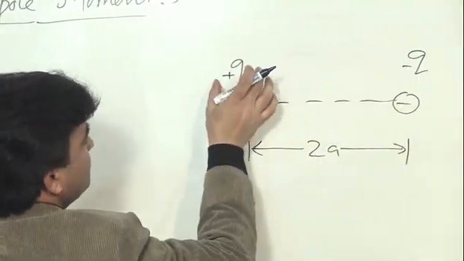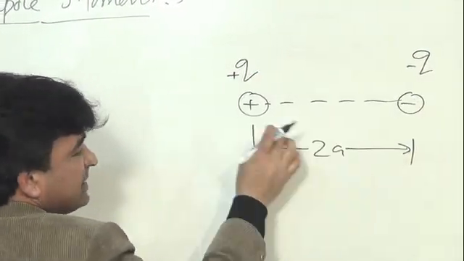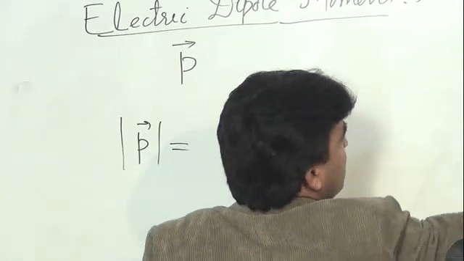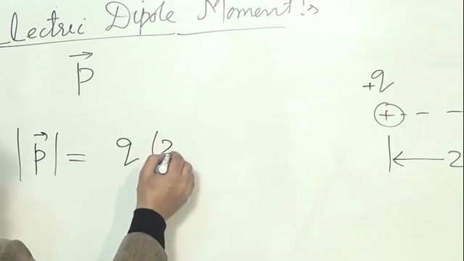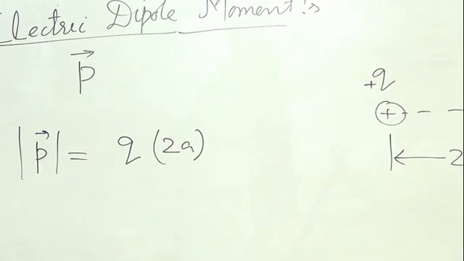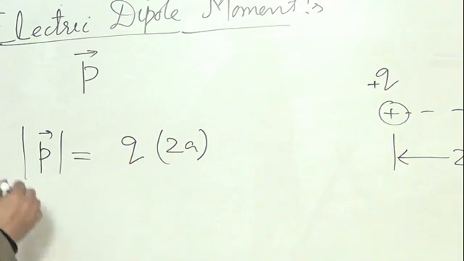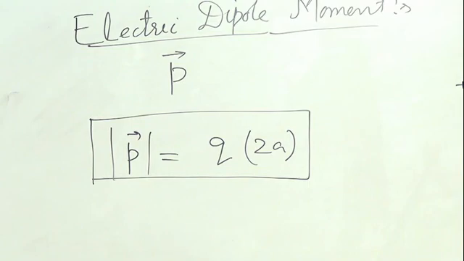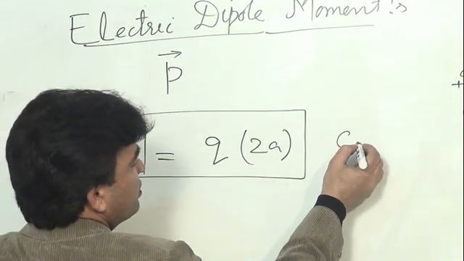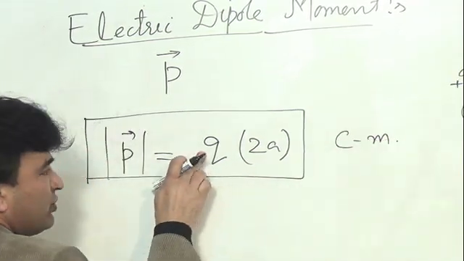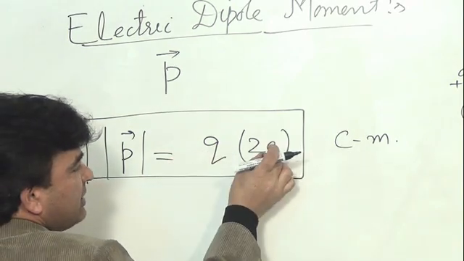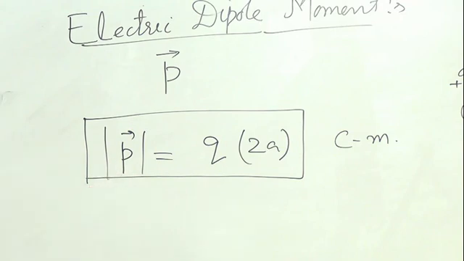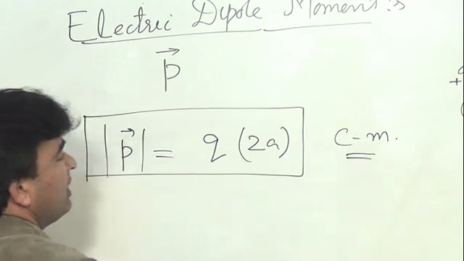This dipole moment p has a magnitude equal to either charge multiplied by the distance between the two charges. That means either charge, one of the charges out of the two, into the distance between the two charges. Thus, the magnitude of electric dipole moment is q into 2a, and the units are coulomb meter. q has a unit coulomb and distance has a unit meter, so the units of dipole moment are coulomb meter.